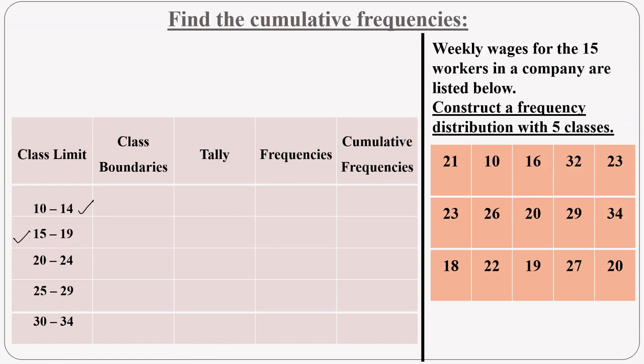Similarly, if you identify the first one, the next step is very easy. So 15 plus 5, 20. 20 minus 1 will be 19. So you need to start with 20. Similarly, you need to derive and identify the class limit.